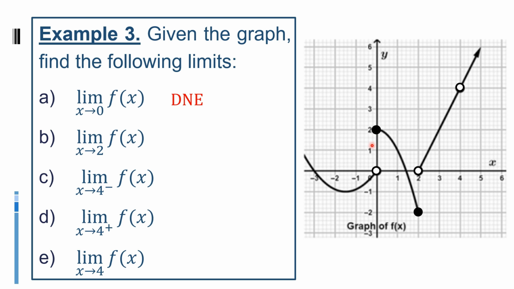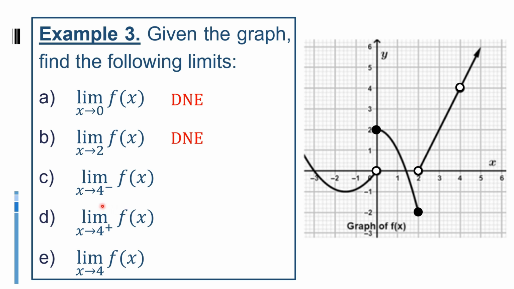The limit as x approaches 2 of f of x naman, so ito naman yung 2 natin, from the left, papunta siya kay negative 2, from the right, papunta siya kay 0. So since hindi sila ulit equal, then the limit as x approaches 2 of f of x also doesn't exist.